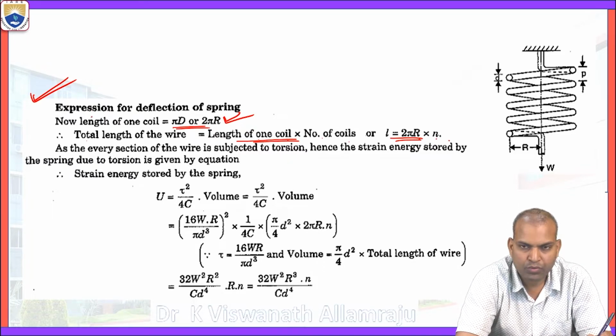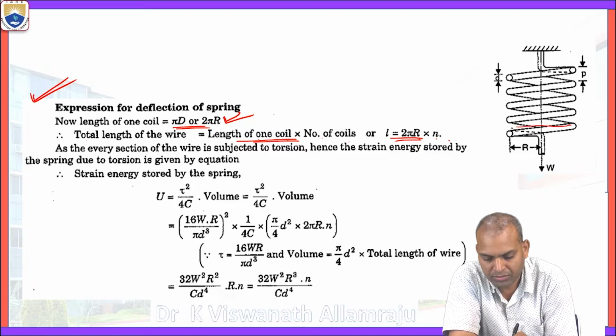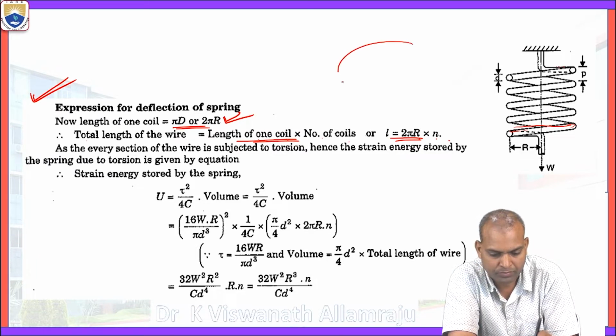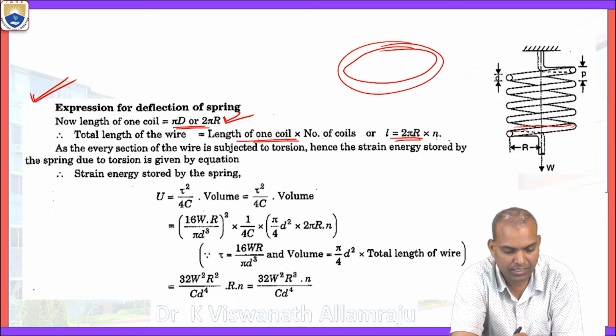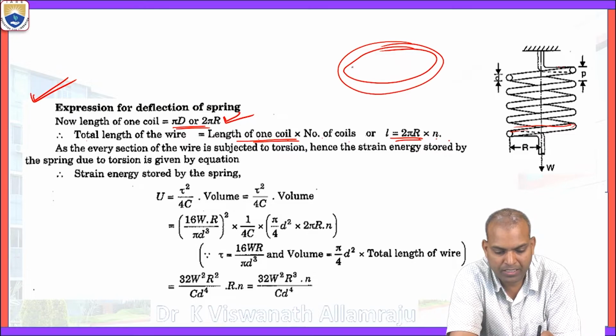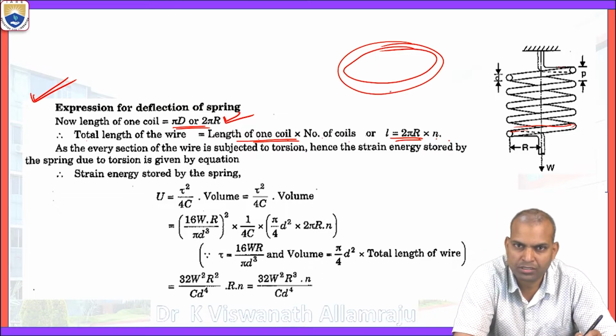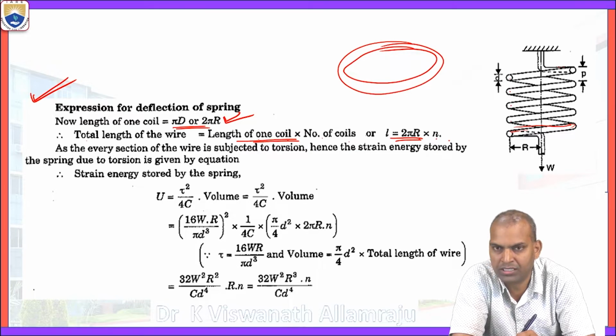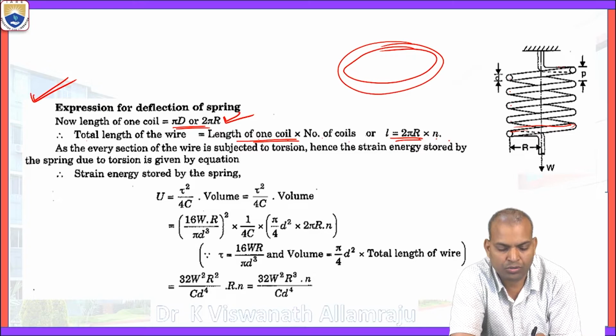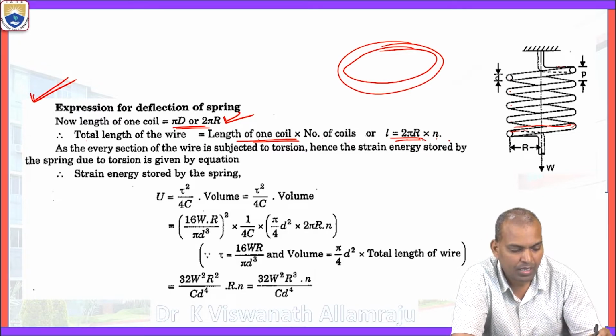That is, the length of one coil means this is one coil. What is the length of one coil? It is circular. If you see the top view, we know the diameter d, so the total circumference comes to π times d. What is the total length? If we consider the number of coils, each circumference should be there. That is L equal to 2πr times n.